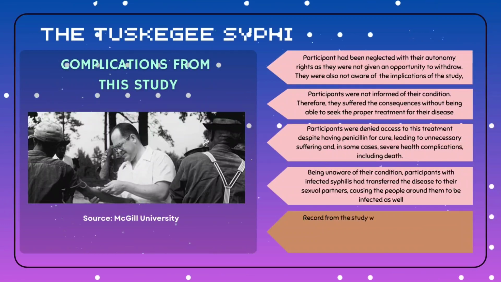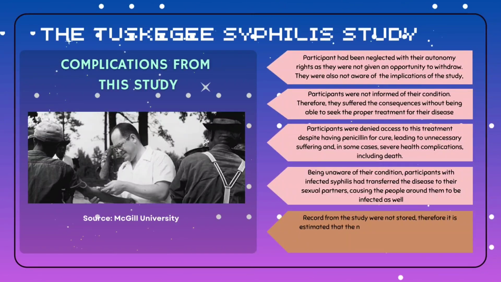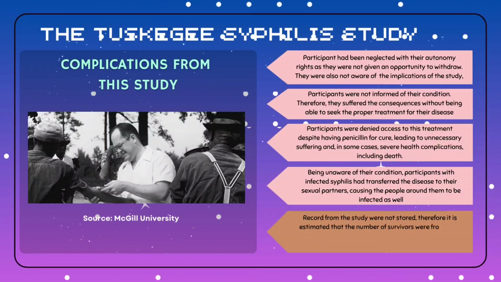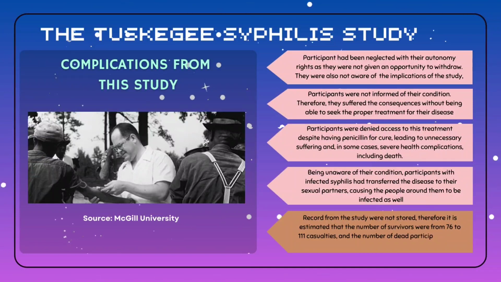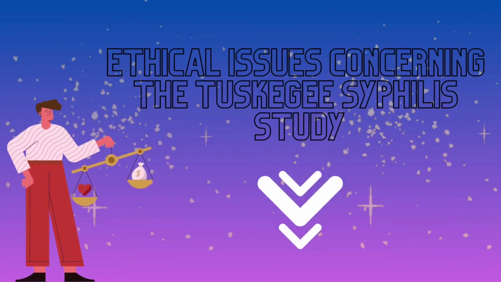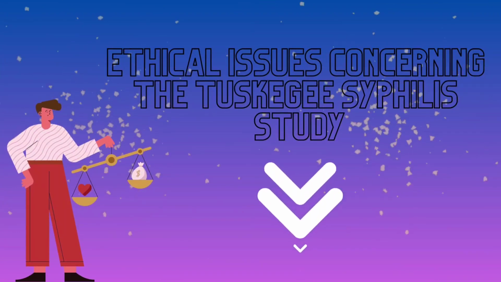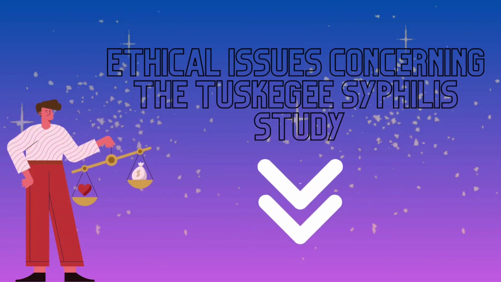However, records from the study were not stored, therefore it is estimated that the number of survivors was from 76 to 111, and the number of dead participants was between 28 and 101. Next we are going to take a quick look at the ethical issues that surfaced from the study. First and foremost, the major ethical issue faced by the study was the violation of dispensing of informed consent.